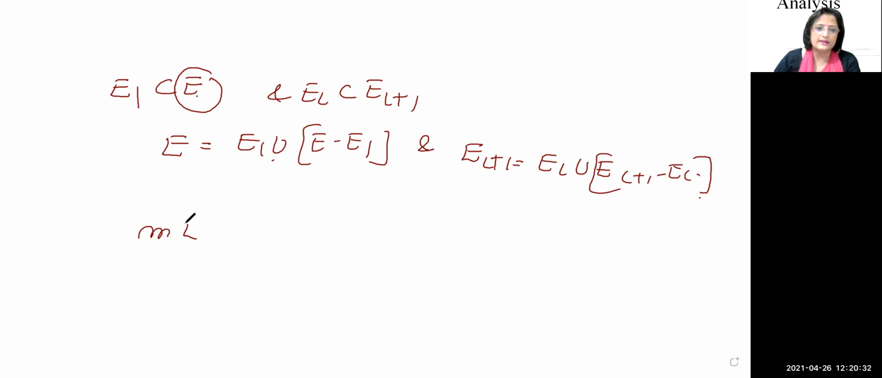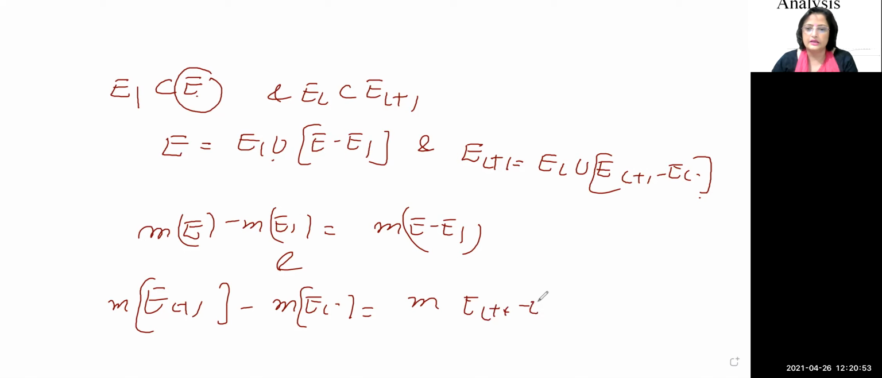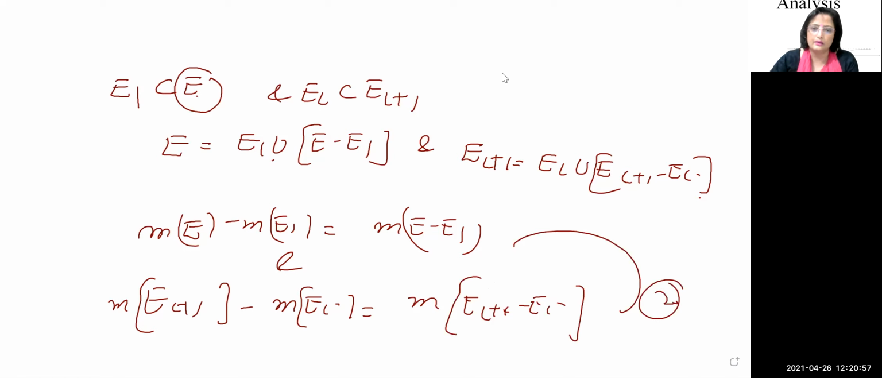Then you will find the measure, and what result will you get? Measure of E minus measure of E1 is equal to measure of E minus E1, and measure of Ei plus 1 minus measure of Ei comes out to be measure of Ei plus 1 minus Ei, right? So you will substitute these two values in number 1.